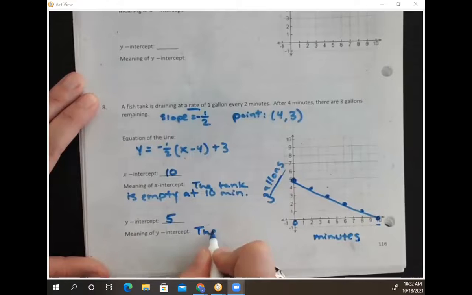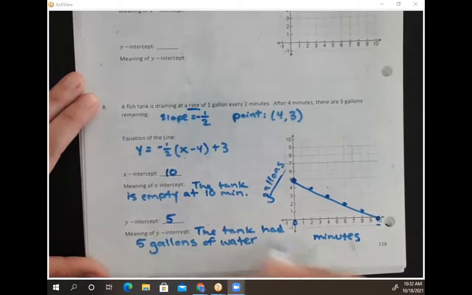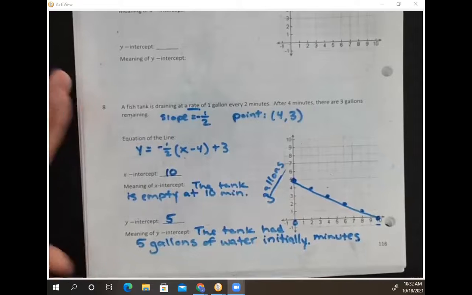So that means the tank had 5 gallons of water initially, or to start. I'm starting with 5 gallons of water in the tank before we started draining it.